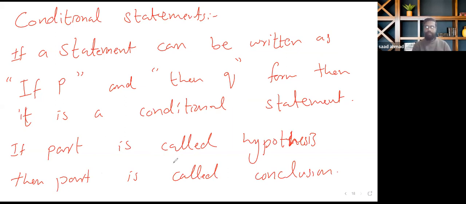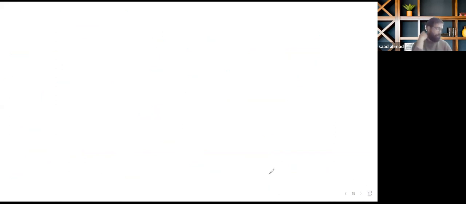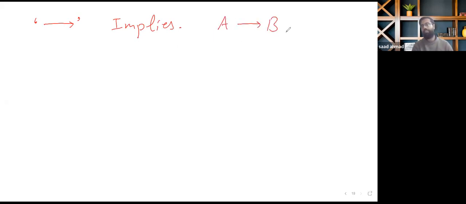Okay, the if part is the hypothesis and the then part is the conclusion. All right, let's make a statement. Oh, before we make a statement, let's do another. There is a symbol for it, this symbol. This symbol is called implies. It's written like this. If it's written like this, it means A implies B.